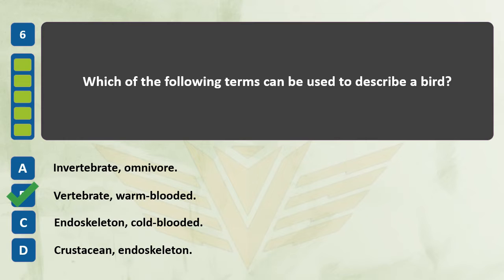Answer B. Birds are vertebrates that are warm-blooded. Choice B is the correct answer.